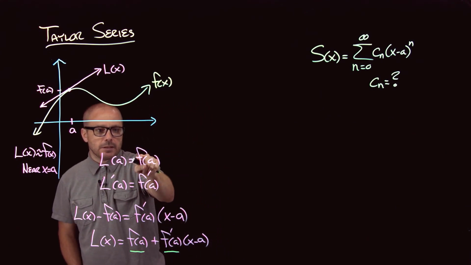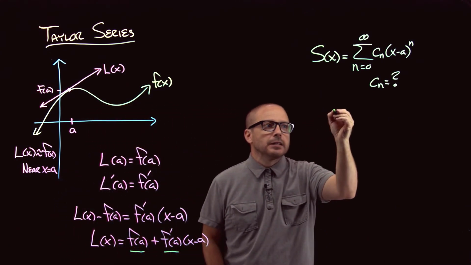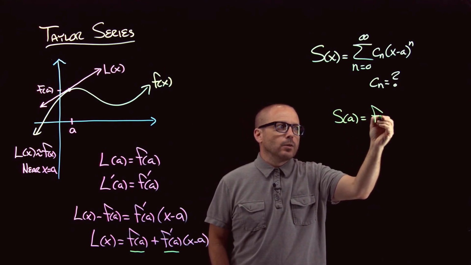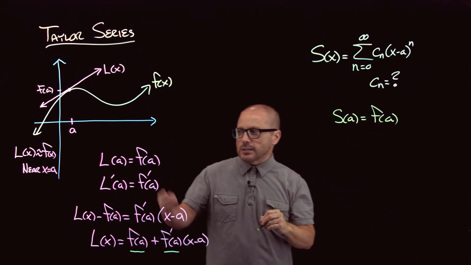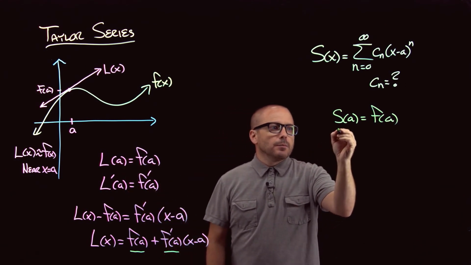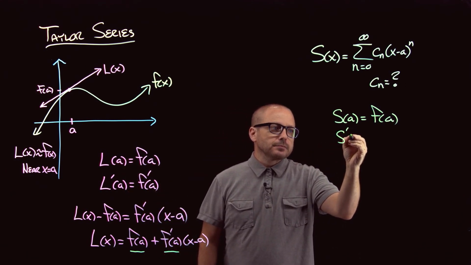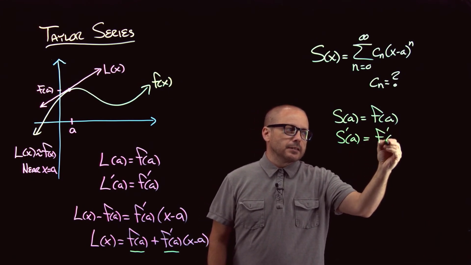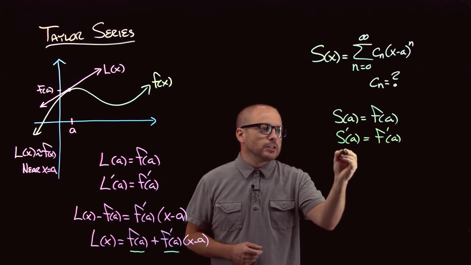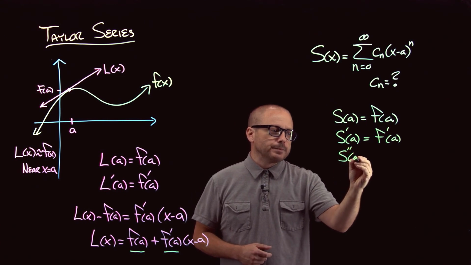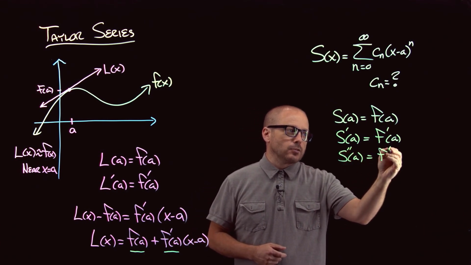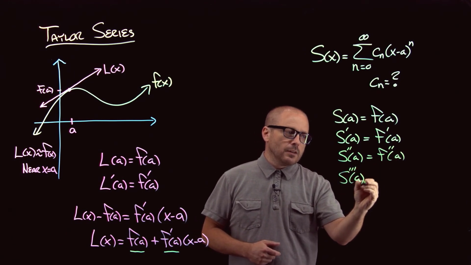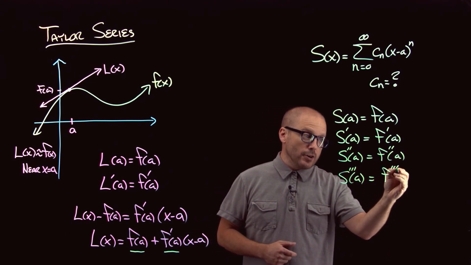We want the thing to be the same as the function. So we'd like, when you plug in a to that power series, we'd like it to equal the function at a, just like a linearization does. But when you plug a into the derivative of that series, we'd like it to match the derivative of the function, and then keep going. We'd like the second derivative to match, and the third derivative to match, and so on forever.